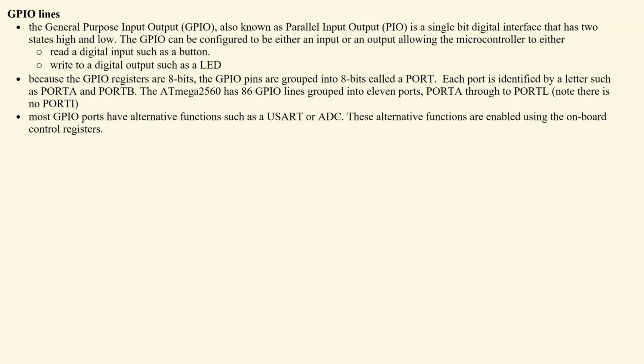We will now look at the ATmega 2560 onboard devices. The first device, which is common to all microcontrollers, is the general purpose input-output, also known as parallel input-output. This is a single-bit digital interface that has 2 states, on, high, or off, low. The GPIO can be configured to be either an input or an output, allowing the microcontroller to either read a digital input, such as a button, or write to a digital output, such as a LED.